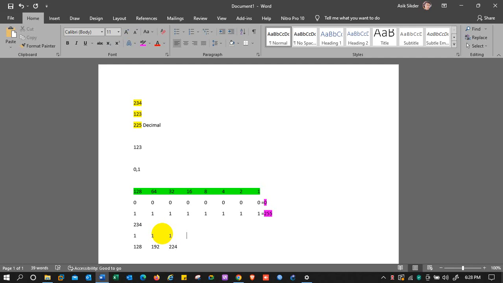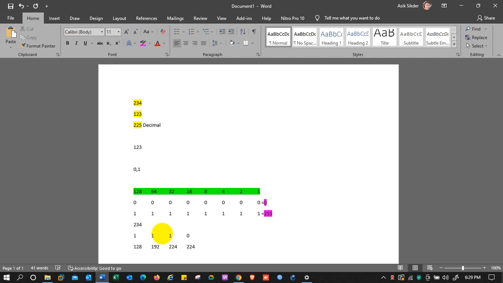And if we go through the 16, then the number will be 240, which will cross 234. Here we have to remember that we cannot cross the number, but it can be less than that, because we are going to find the exact number 234. So let's put 0 here, as we talked.